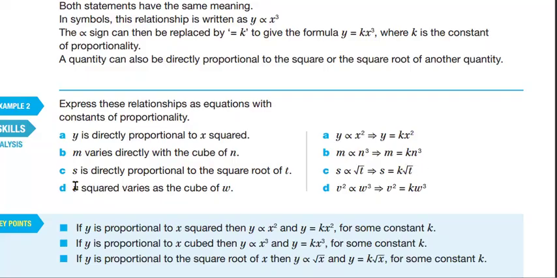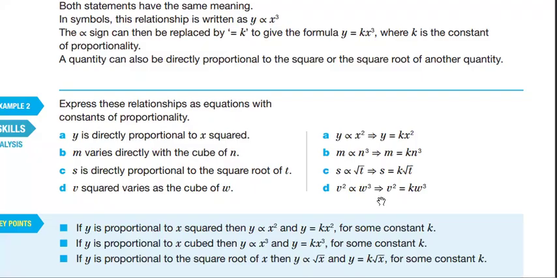Same here. S is directly proportional to the square root of t. So this means t square rooted like this. And then we remove the directly proportional sign and we put equals k. Same idea. V squared varies as the cube of w. So v squared is directly proportional to w cubed. And then we remove the sign of the direct proportion and we put equals k.